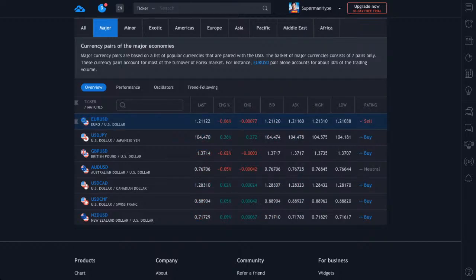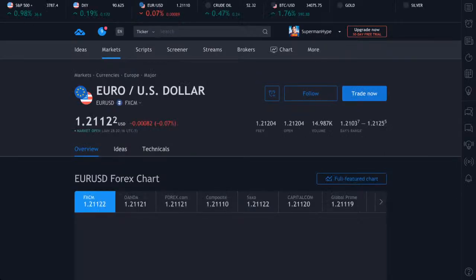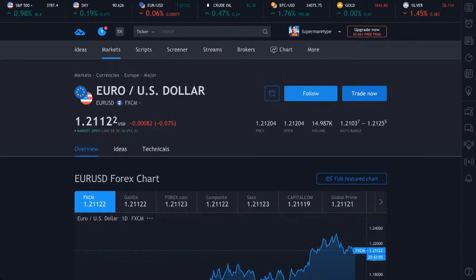So let's go on the Euro US dollar, which is the main one, and we'll pull that up. We're just going to click on it, and it's going to pull that whole thing up for us. Now you can actually follow it on TradingView. You can trade now. There's a trade now button if you're interested in that. Obviously you'll need to bring in US dollars or whatever you're going to use to buy that. So you either need Euro or US dollars to trade this one because you need one side of the pair.